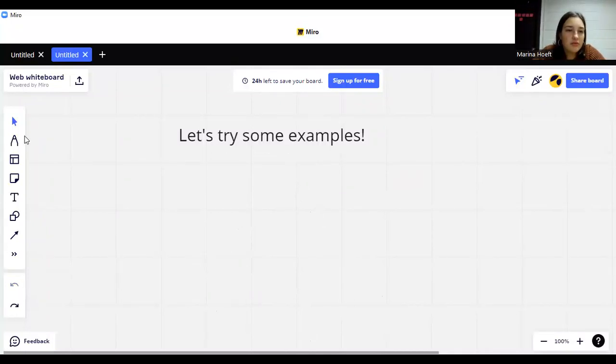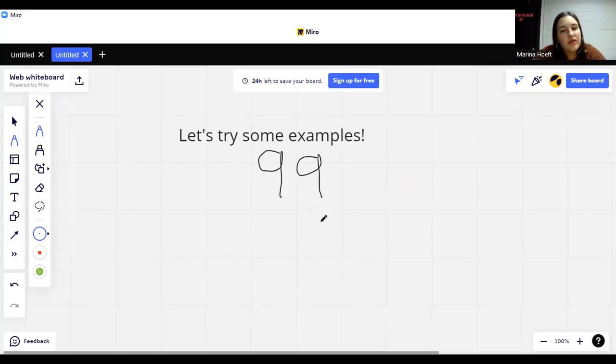So the final number I'm going to do is 99. We're going to do the prime factorization of 99, right? So what are the factors of 99? First one I think of is 11 times 9. Now, is 9 a prime number?